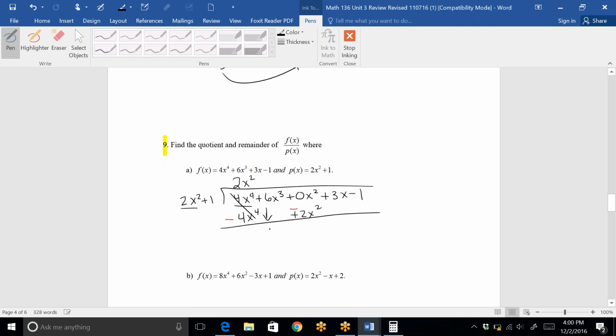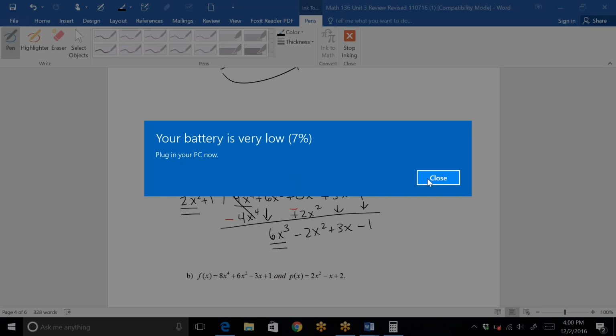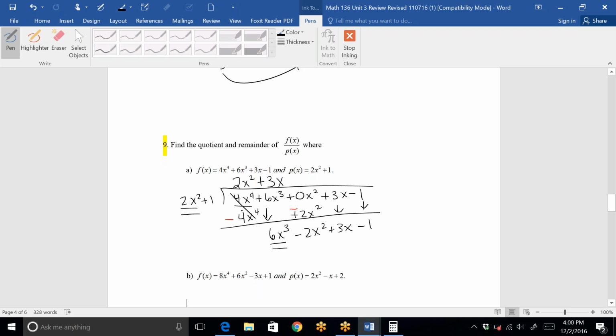We would still have to bring down the 6x cubed. This would be negative 2x squared plus 3x and minus 1. So those all come down. Then we ask, how does 2x squared become 6x cubed? We would multiply by a positive 3 and an x to the first power. So if we multiply that by everything out front, that would be 6x to the third plus 3x. We need to change the signs.